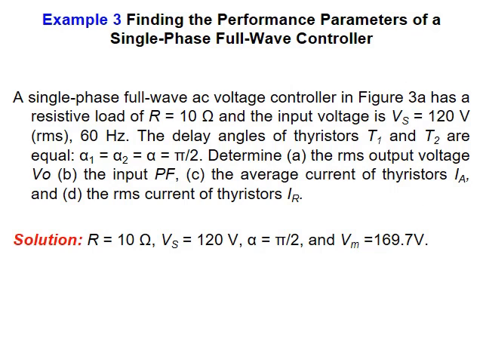Now let's take an example. A single phase full wave AC voltage controller has a resistive load. Given the resistive load, the voltage, and the frequency, it seems to be the same as the previous example. The difference is the circuit itself. T1 and T2 are equal. Now alpha is pi over 2. He asked me to find the RMS output voltage, power factor, average current in the thyristor, and RMS current in the thyristor.